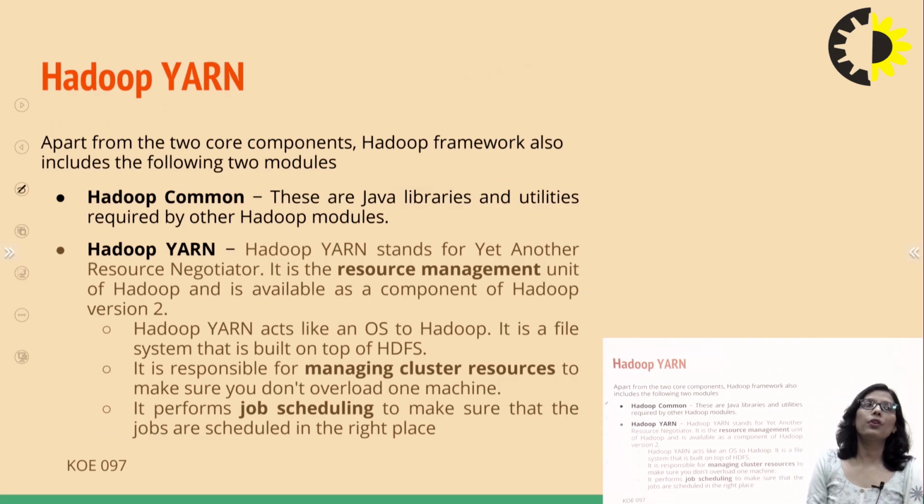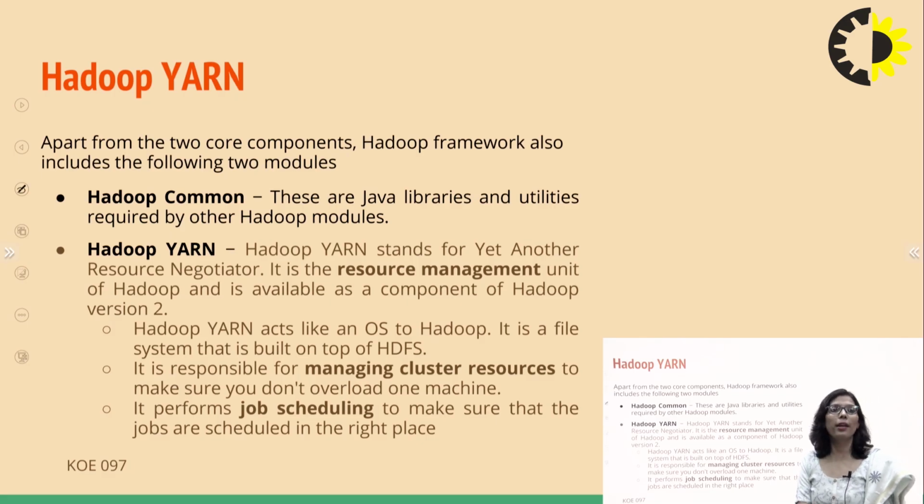The third part of Hadoop is Hadoop Yarn. Now in the Hadoop framework, we have Hadoop Common and Hadoop Yarn. Hadoop Common will have the Java libraries and utilities that are required by Hadoop modules. So these consist of all the extra libraries that are required. The next important part is Hadoop Yarn. Hadoop Yarn is Yet Another Resource Negotiator. The full form of Yarn is Yet Another Resource Negotiator.